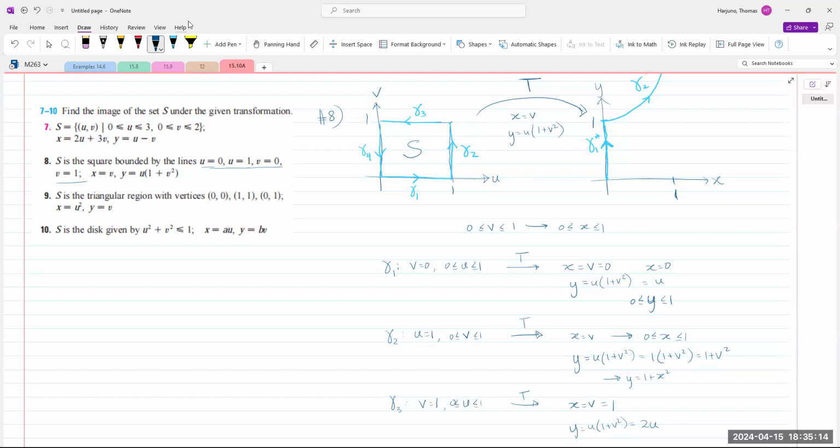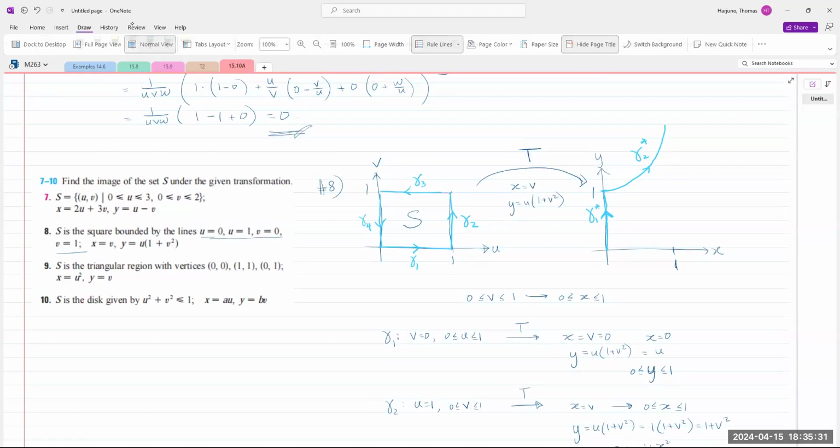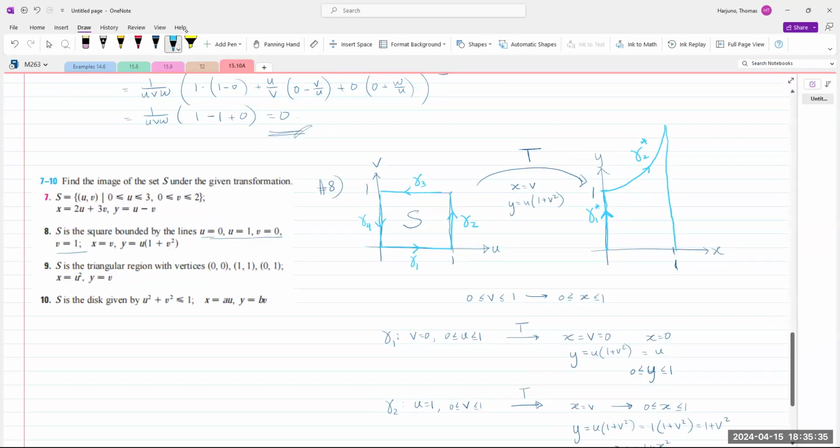Okay. y equals 2u. But what is u again? Our u will be from 0 to 1. Okay, so y will be from 0 to 2 then. So our gamma 3 will be this path here. In fact, it will go this way. That's the image of gamma 3.